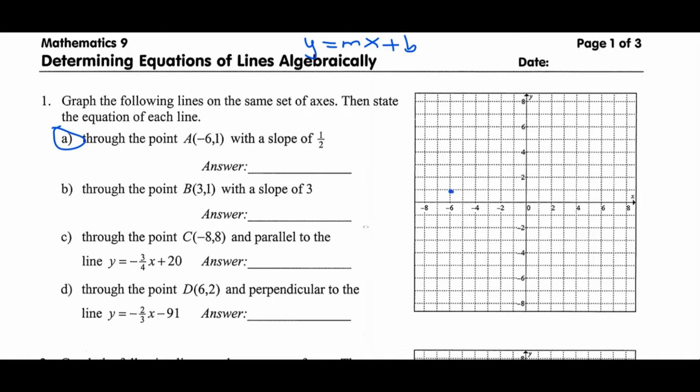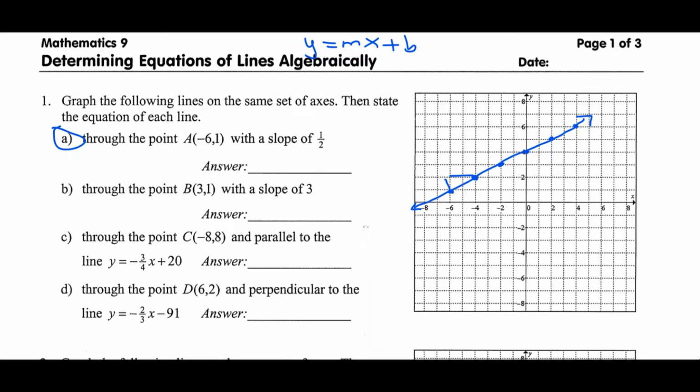Our first point is the one they gave us, which is negative 6, 1. And then they're saying make a slope of 1/2. So I'm going to rise 1 and run 2. So my next point's here. Rise 1 and run 2, and keep going as far as you can. Draw the line.